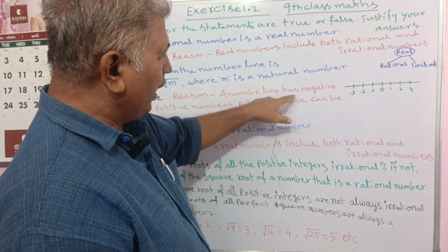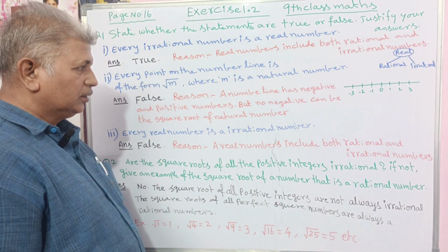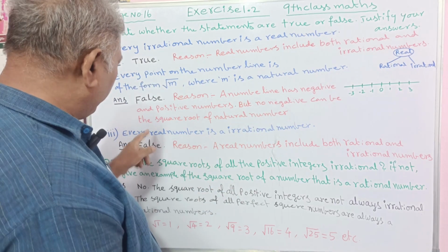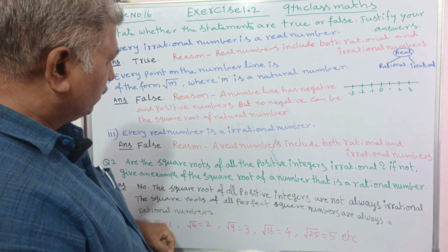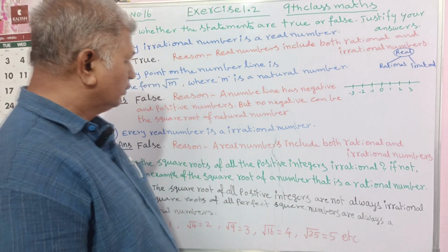A number line has negative and positive numbers, but no negative can be the square root of a natural number.